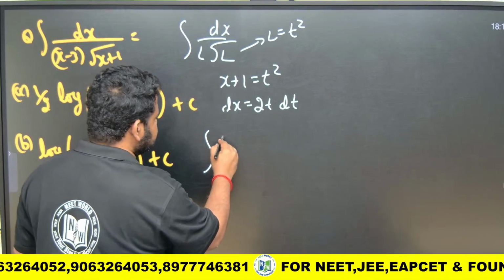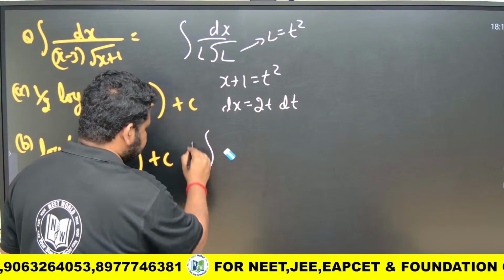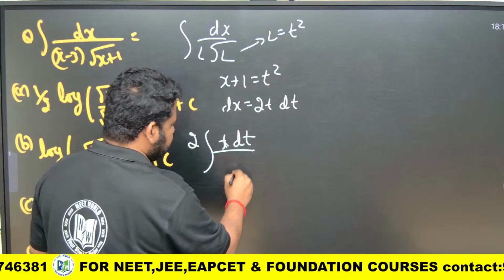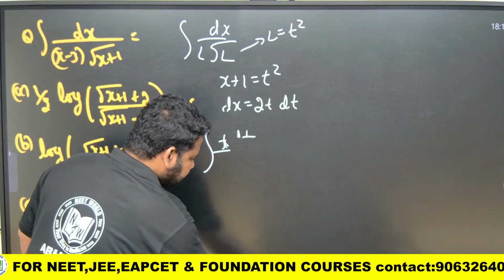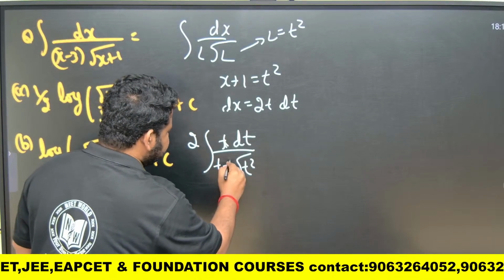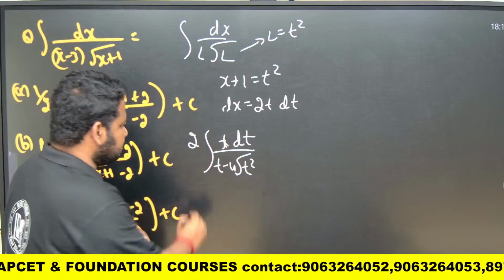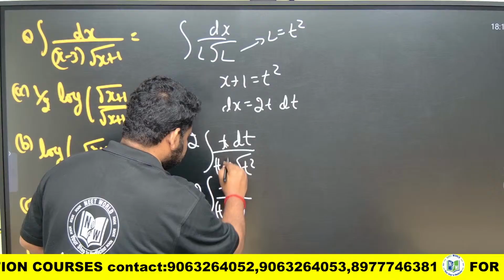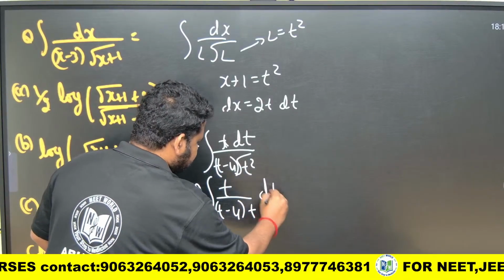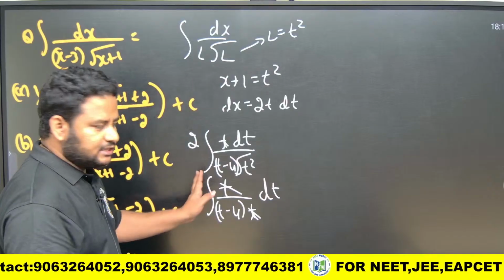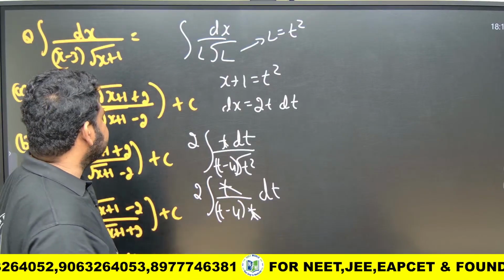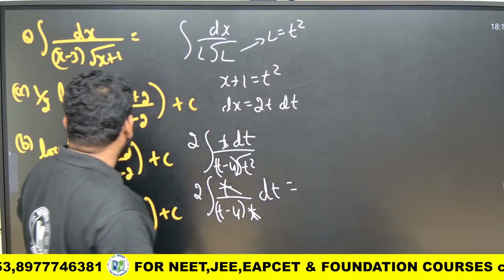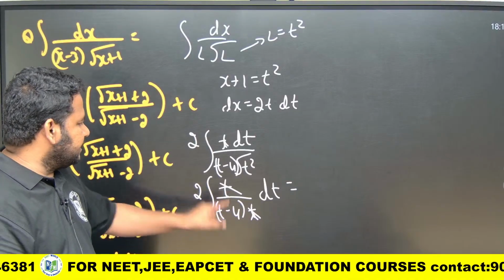So dx will become 2t dt. I can write 2 outside, t dt divided by root t square by t minus 4. Root t square, if I take it outside, will become just t. So this will become 2 times t by t minus 4, into t dt. So t I can cancel. I will have 2 by t minus 4.